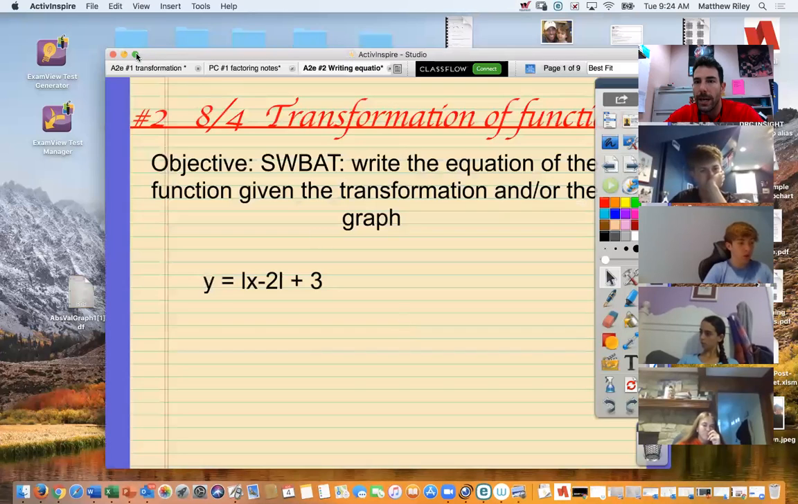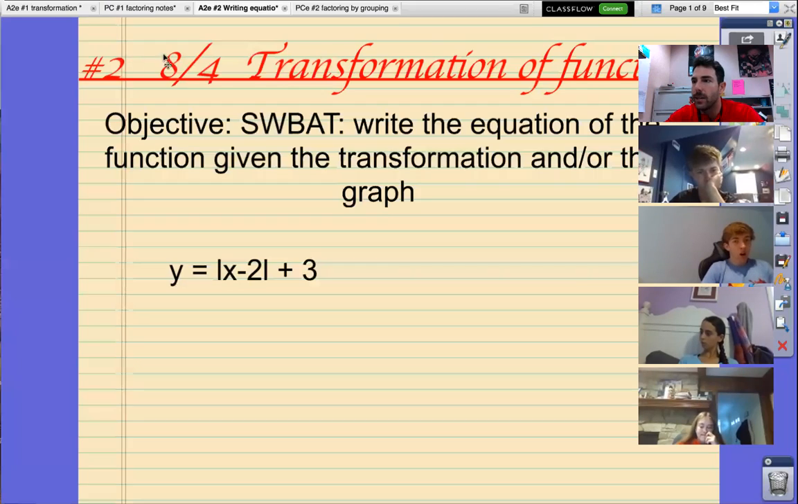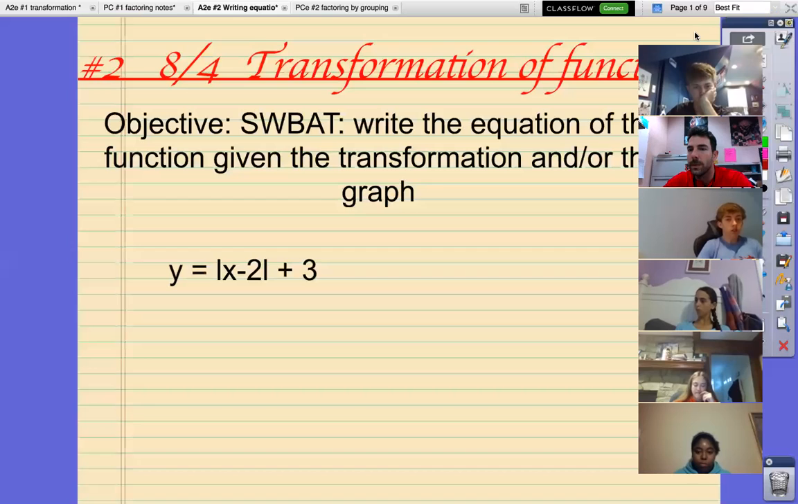There we go. So, a quick recap from what we did yesterday. Yesterday we just talked about the transformation. Today, I want you guys to be able to write the equation and show the manipulation of the equation.